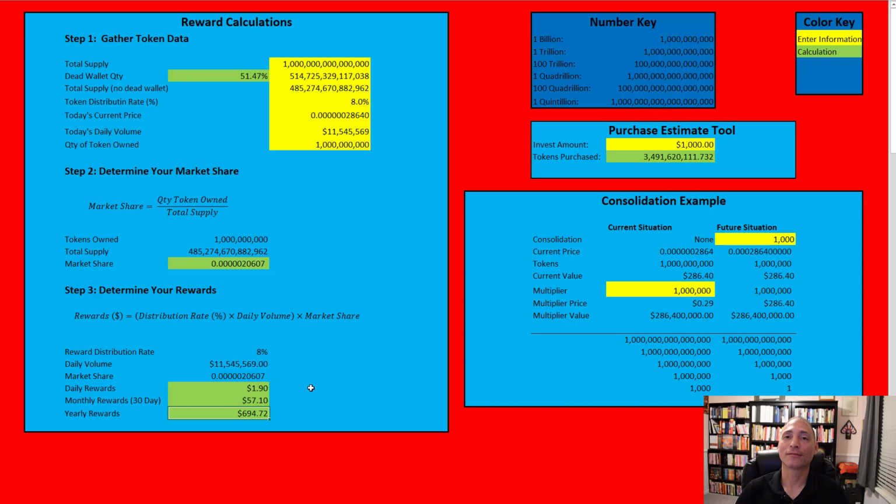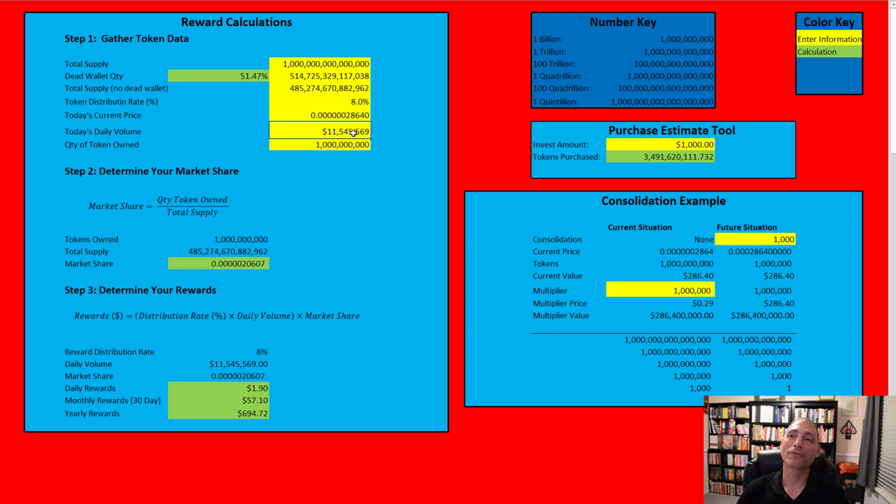So if you've got 1 billion tokens, you should be getting about $2 per day, or $694 per year. Well, you might say, that's not a lot of money. That's right, but 11 million isn't a lot in volume either. Price doesn't matter for calculating rewards. Price only matters when you say, how many dollars did you get? Then it matters, right? Because everybody cares about getting dollars. But the actual price really doesn't matter to the calculation.